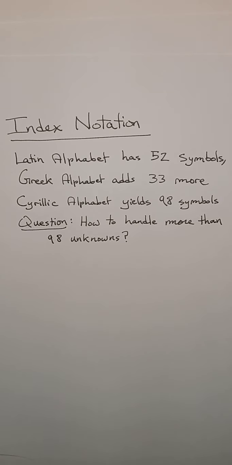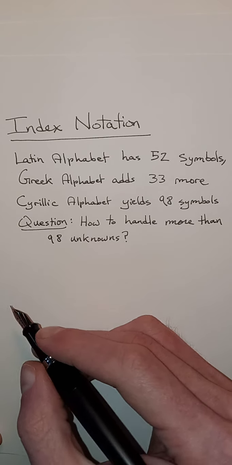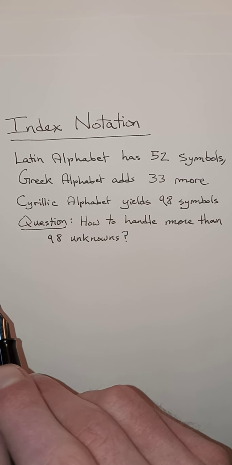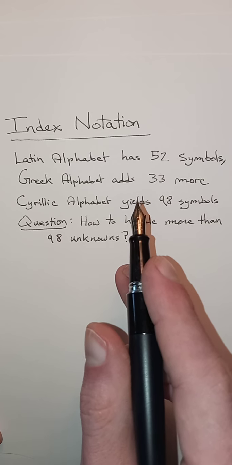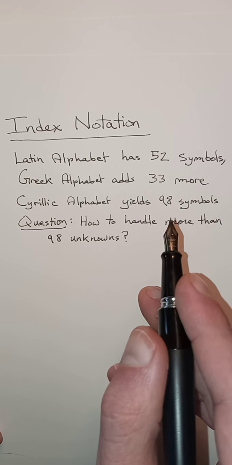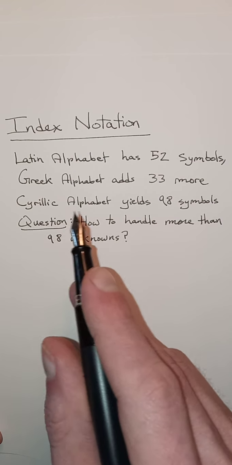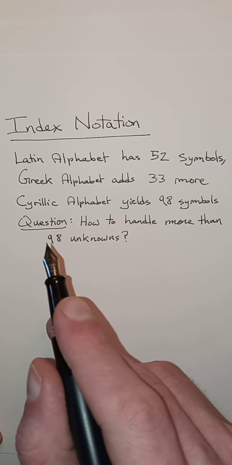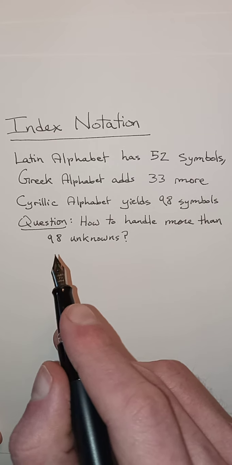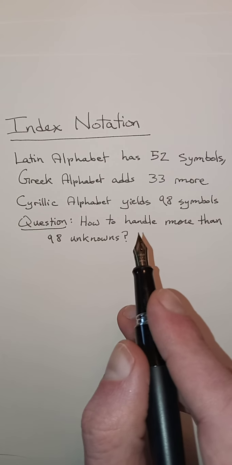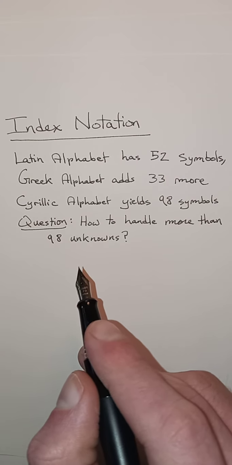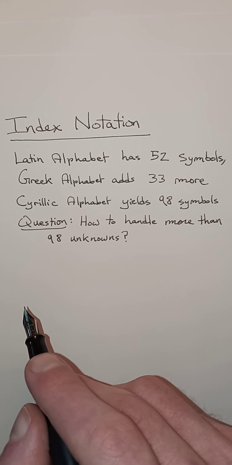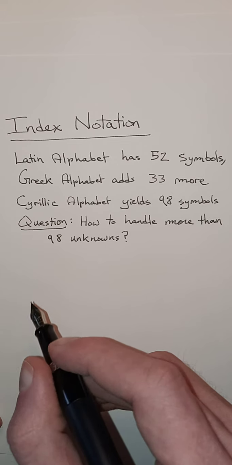Okay, so before we move on, there's a bit of an issue because the Latin alphabet that we all know, A, B, C, D, has 52 symbols, 26 lowercase, 26 uppercase. The Greek alphabet, lowercase and uppercase, adds 33 more. Cyrillic, from Russian and whatnot, adds, well, altogether it's 98 symbols. So how do we handle more than 98 variables if we only have 98 symbols?